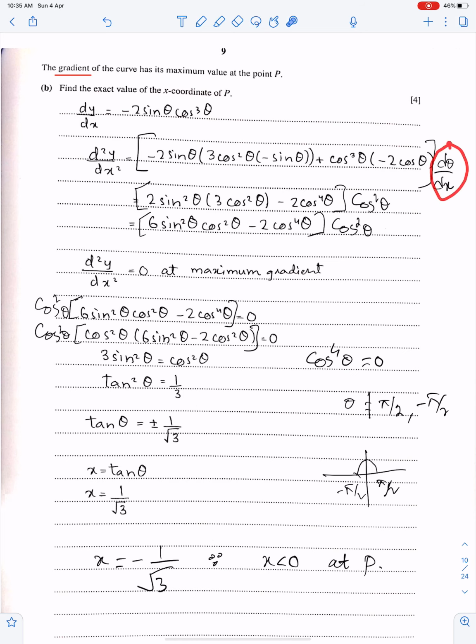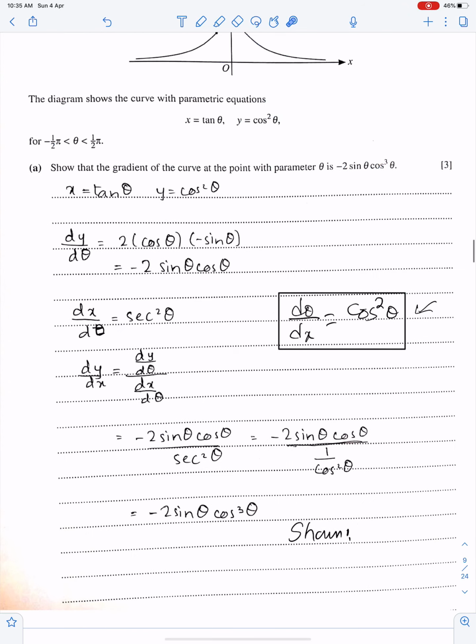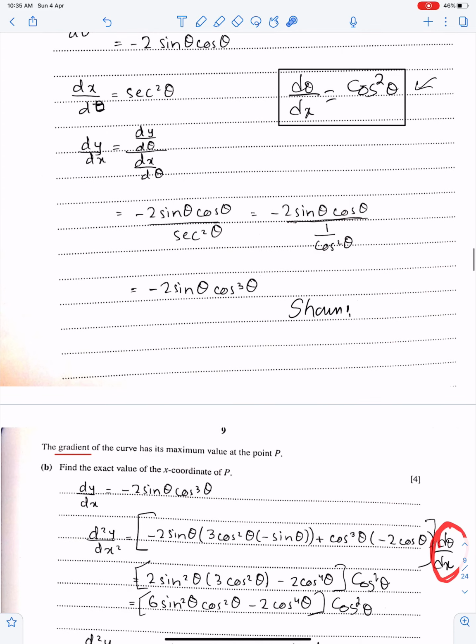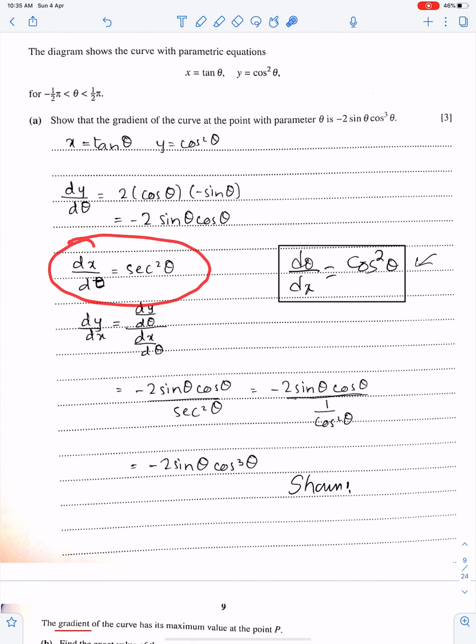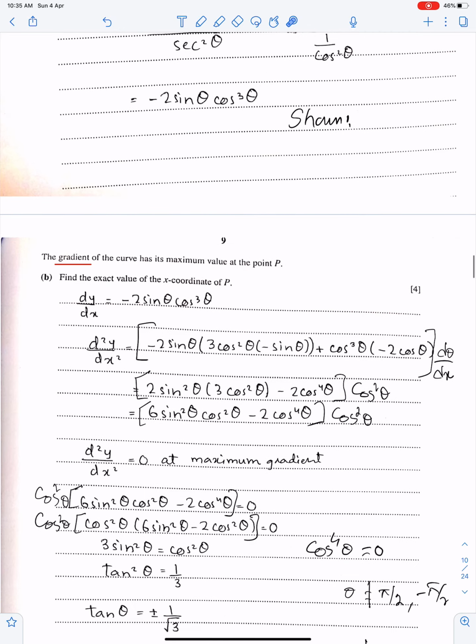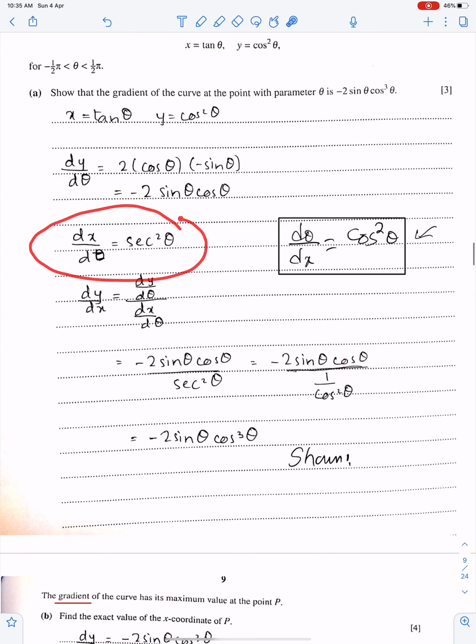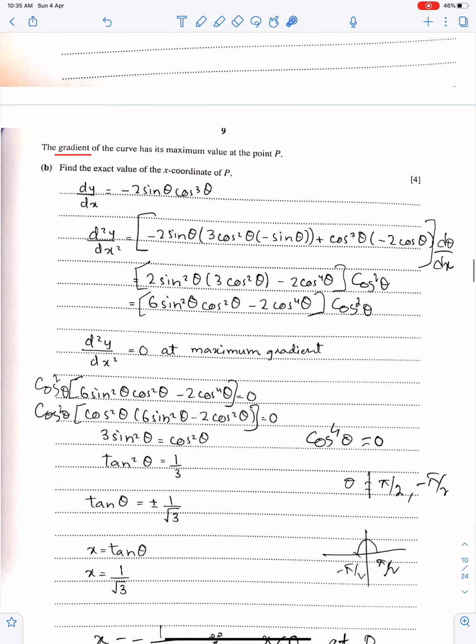And now we need the value of d theta upon dx, which is here. See, we had dx upon d theta equals sec square theta. So if you take the reciprocal, d theta upon dx, the reciprocal of sec square will become cos square theta. So you have to find the value of d theta upon dx from this equation, which is here, cos square theta. Now multiply the value of d theta upon dx here. So this is the answer of the second derivative.